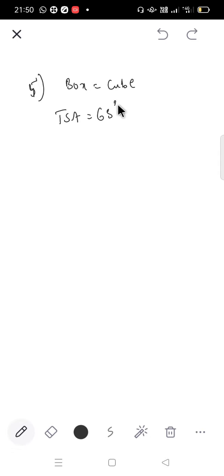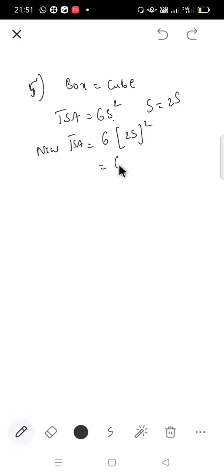Initially it is 6s square. If the side is doubled, s will become 2s. So what will happen? Our new TSA will become 6 into, in place of s you need to write, 2s whole square. So 6 into 4s square. 6 4s are 24s square. Initially you have 6 times s square. The new TSA has become 24 times s square.